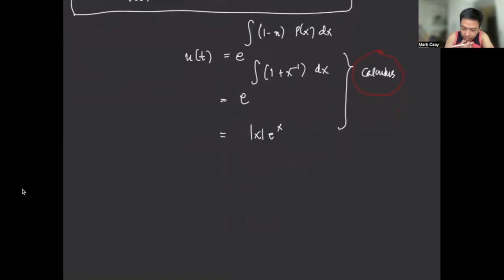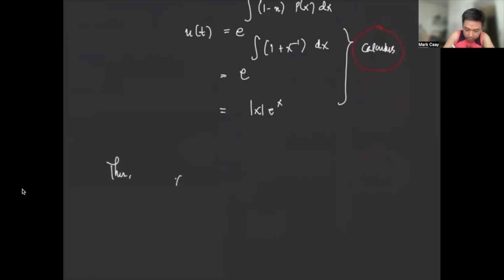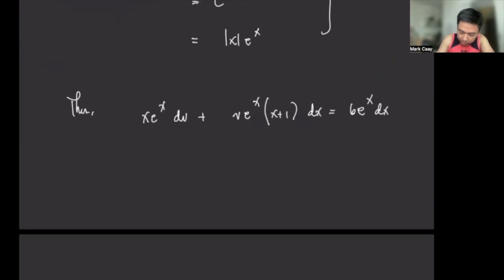So, dahil this is an integrating factor, so I would now be able to multiply this on this one. So, I would get x e to the x dv plus v e to the x plus 1 dx equals 6 e to the x dx. Okay, so observe that this is an exact solution, but then we can take the integral of both sides. I would get xv e to the x, and this is equal to 6e to the x plus c.